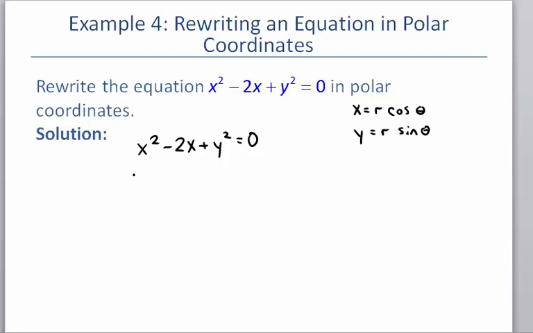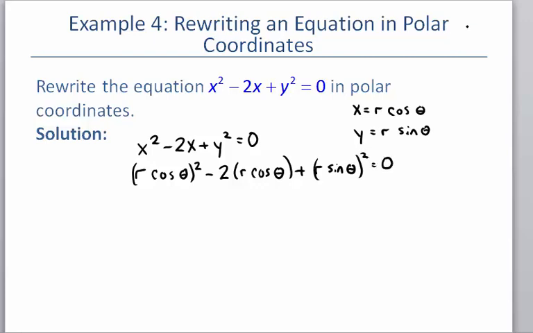So in place of this x, we're going to put r cosine theta. The x is squared, so we're going to square that substitution. Minus 2 times x, so we're going to substitute in again r cosine theta for the x, plus y squared. And for the y, we're going to put in r sine theta. And again, that quantity is squared. Once that's done, we're going to go in and simplify what we can simplify.